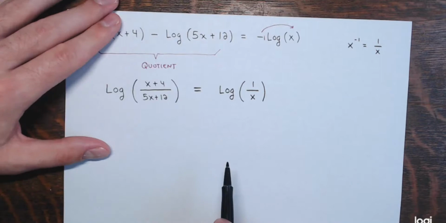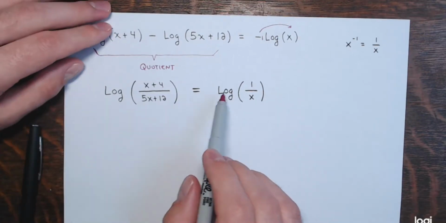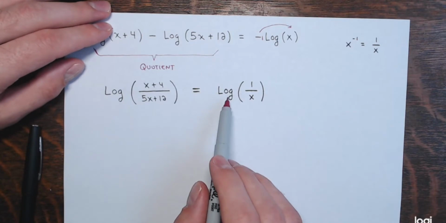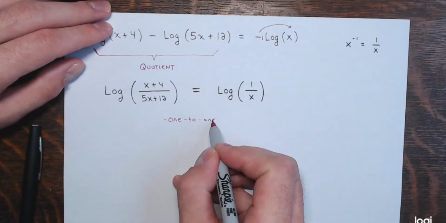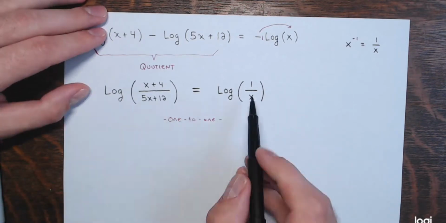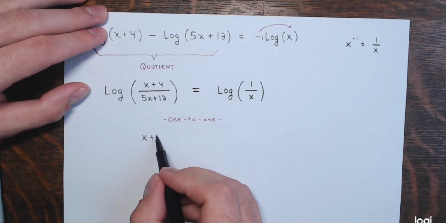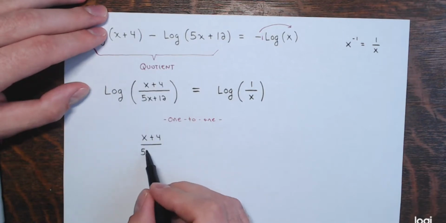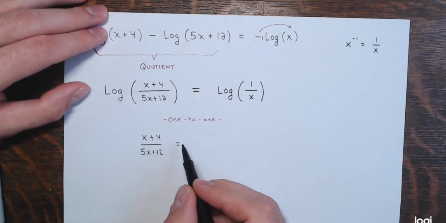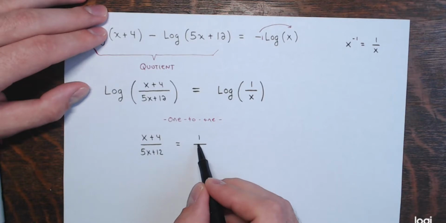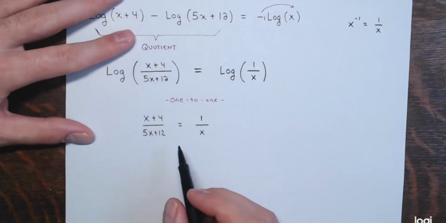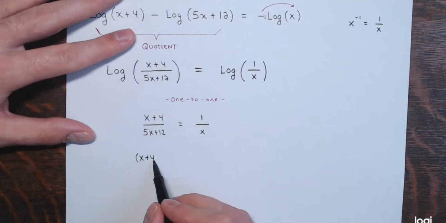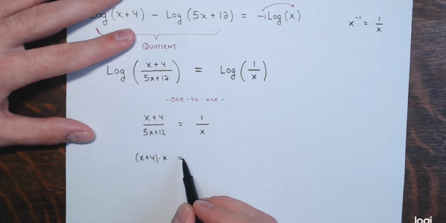And now I can use the one-to-one property, right? There are two logarithms with the same base equal to each other. So by that one-to-one property, their arguments must be the same. So this fraction, x plus 4 divided by 5x plus 12, must be equal to 1 over x. And if then, this is a proportion, if you just do cross products, you'll have x plus 4 times x equals 5x plus 12 times 1.